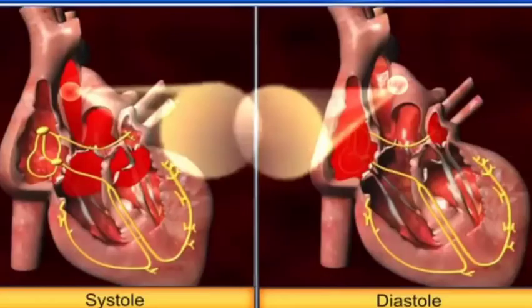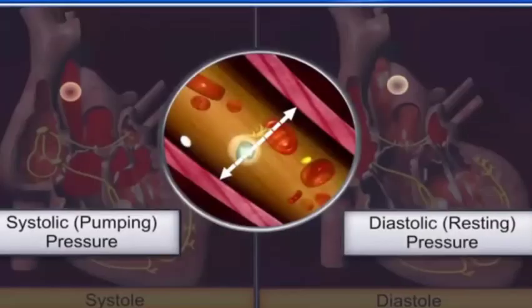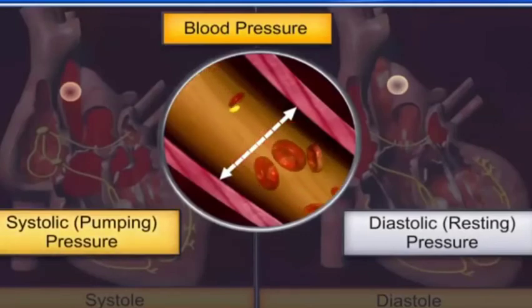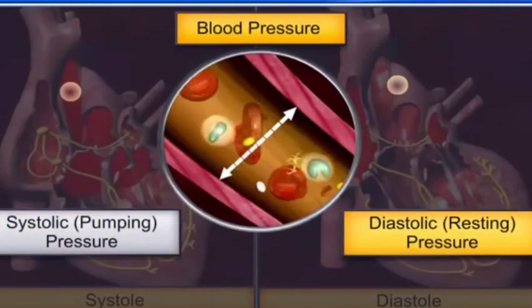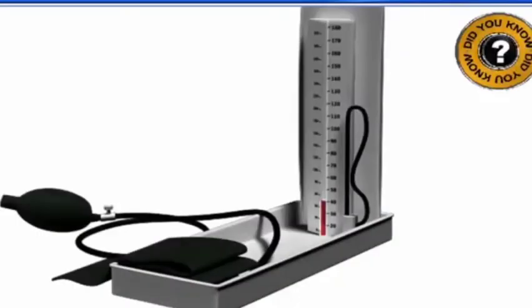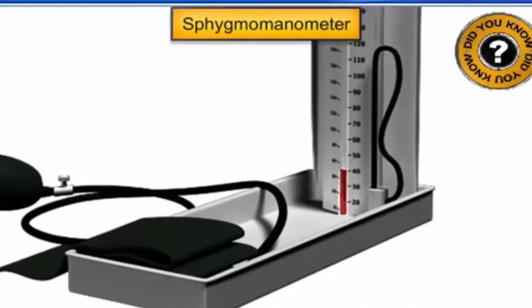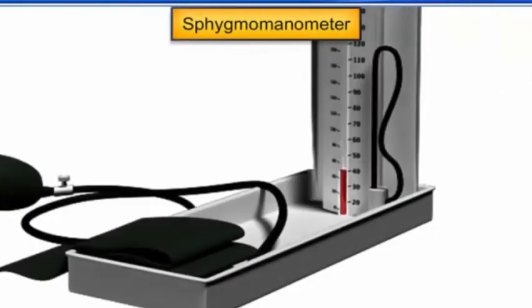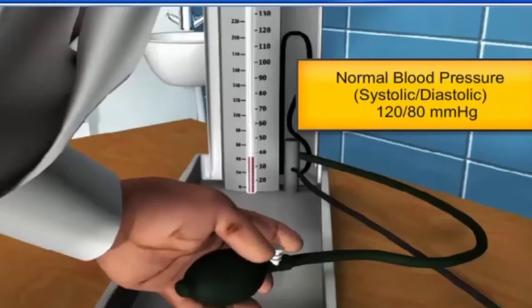The heart undergoes alternate systole and diastole, and hence blood pressure is measured as systolic or pumping pressure, or diastolic or resting pressure. Blood pressure is measured using the instrument sphygmomanometer. It measures blood pressure in millimeters of mercury or mmHg.